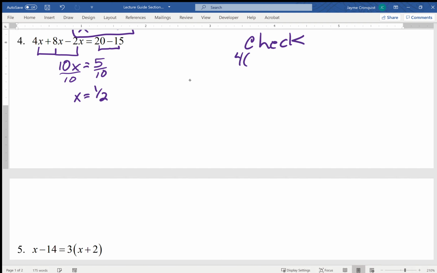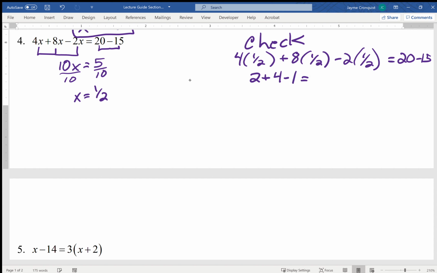Okay, 4 times 1/2 plus 8 times 1/2 minus 2 times 1/2 is equal to 20 minus 15. All right, so 4 times 1/2 is 2. 8 times 1/2 is 4. 2 times 1/2 is 1. Does that equal 20 minus 15, which is 5? Well, let's see. 2 plus 4 is 6, minus 1, sure enough, that's 5 equals 5. So that is correct. So I can box my x equals 1/2.